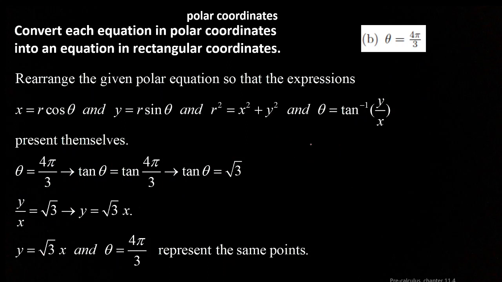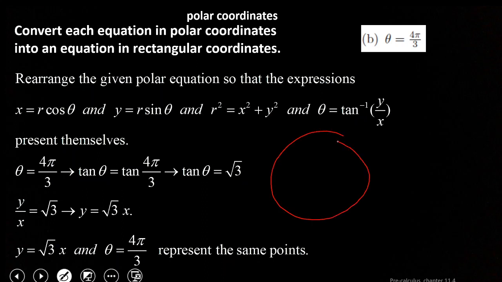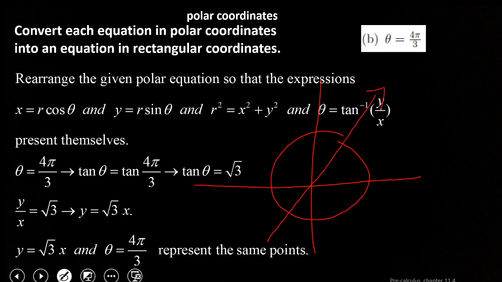Sorry about that. So theta equals 4π/3, so tangent of theta here equals square root of 3. So we got y equals square root of 3 times x. So it's going to be a line with slope square root of 3, so it's going to be like this, like that.